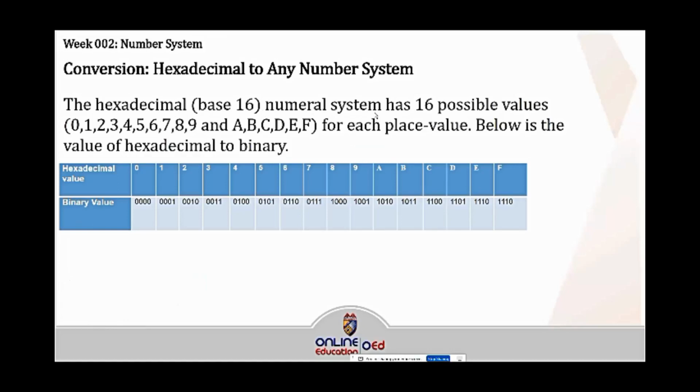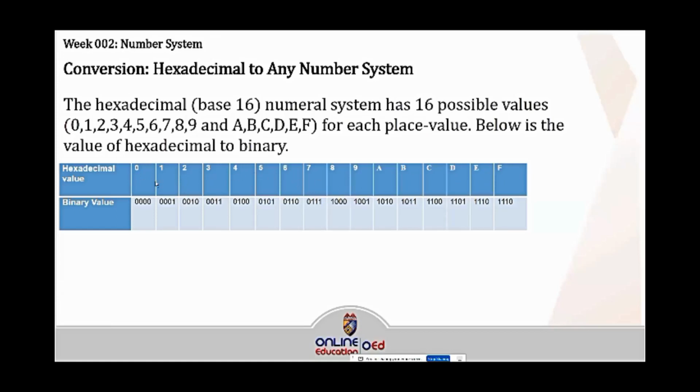Numeral system has 16 possible values from 0 to 9, so that is to F, okay? So A is equals to 10, B is equals to 11, C is equals to 12, D is equals to 13, E is equals to 14, and F is equals to 15. Next is, of course, the base, which is 16. So, again, these are all the possible values of the hexadecimal. These are the 16 possible values, including the 0.